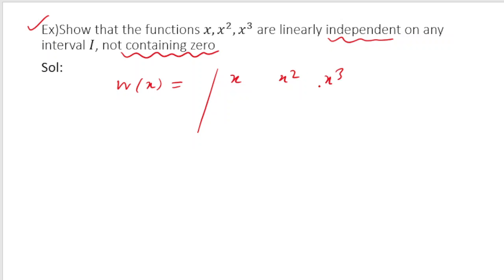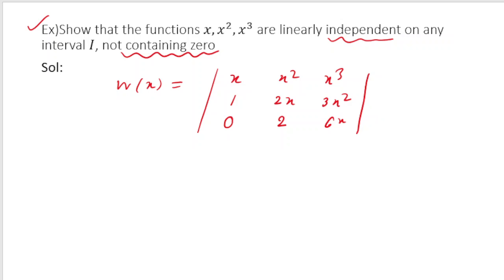In the second row, you differentiate the functions once. So if you differentiate x once, you will get 1, x square will give you 2x, and x cube will give you 3x square. In the third row, you differentiate again, so you differentiate the second row. The derivative of 1 is 0, the derivative of 2x is 2, and the derivative of 3x square is 6x.